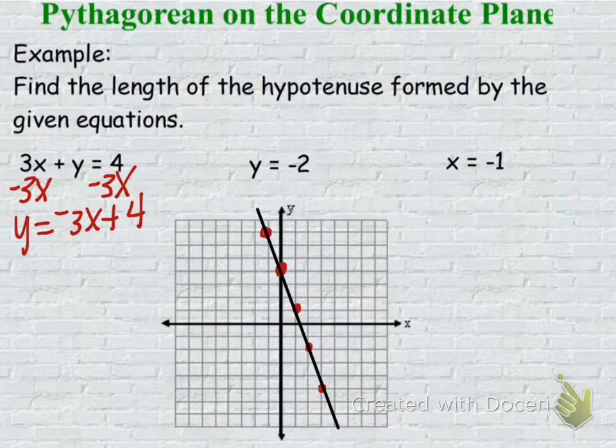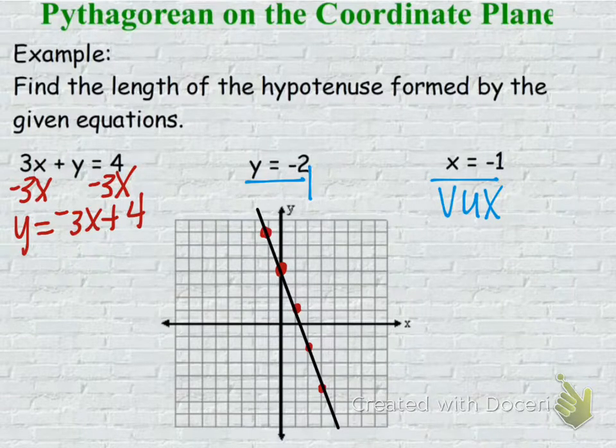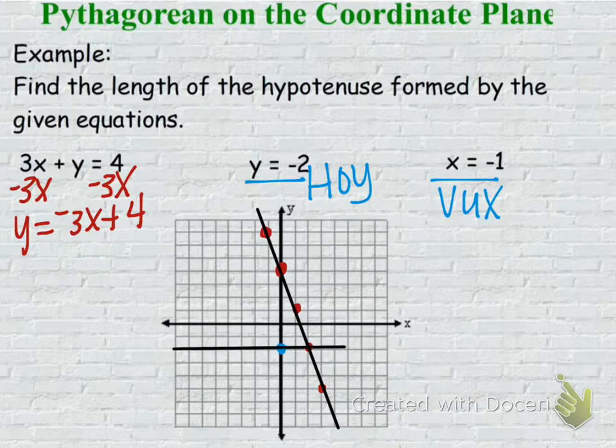Alright, now for y equals negative 2. So if you look at where this is y equals a number and x equals a number, we're going to think about it like this, and that's what's going to help you. So if it's y equals negative 2, I'm going to go to the y-axis. I'm going to plot negative 2, and then I'm going to make a horizontal line. Okay, so there's that line.